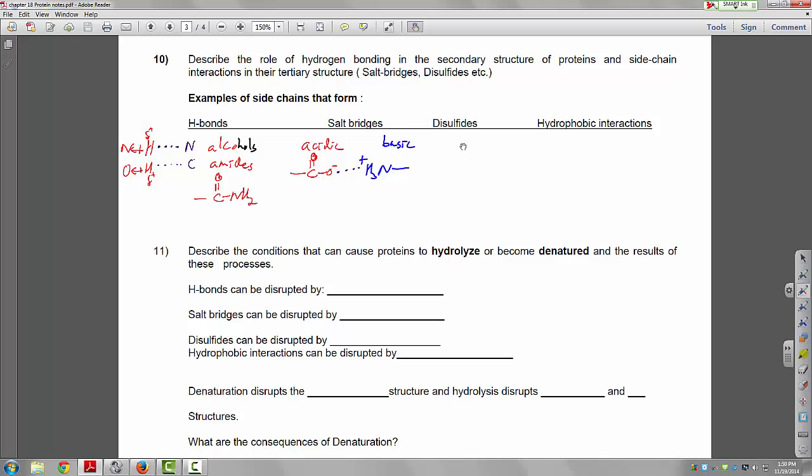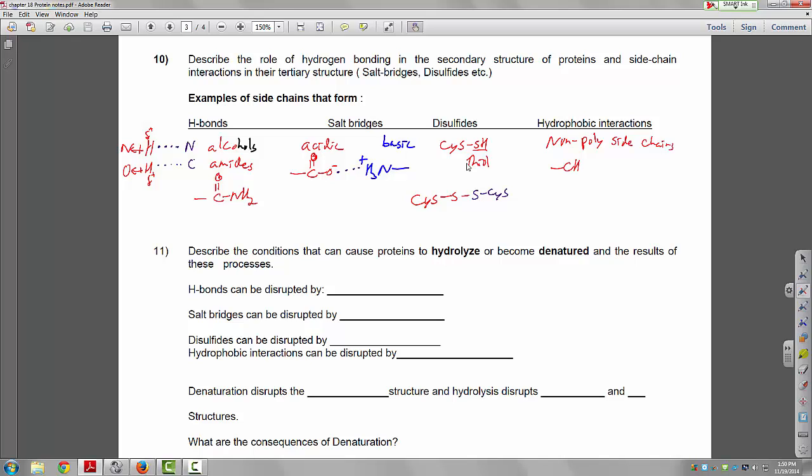Disulfides, this is that special one. Cysteine has a thiol. If we have two cysteines, we'll put one in red, one in purple. Two cysteines come close to each other, these thiols react, and we get a disulfide. And then lastly, hydrophobic interactions. These come from the nonpolar hydrophobic side chains.